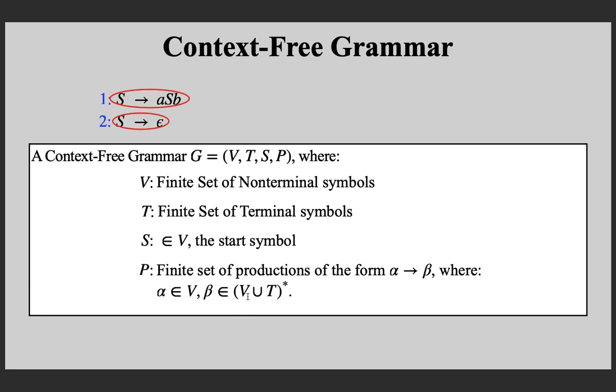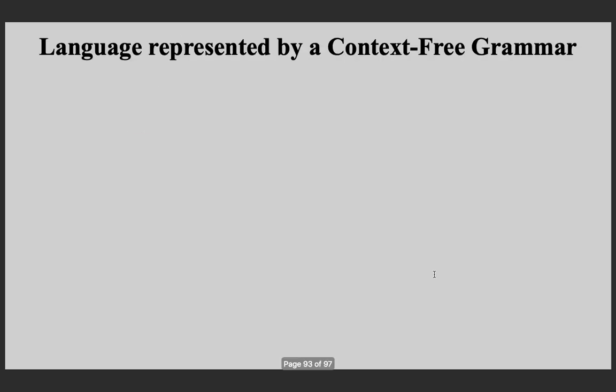is more restricted. In the RHS, you can have at most one variable, and that must be the rightmost or the leftmost in all productions. I hope you remember that definition. And now let us proceed and see what language is represented by a context-free grammar.